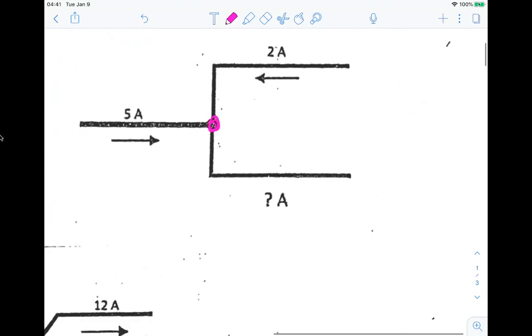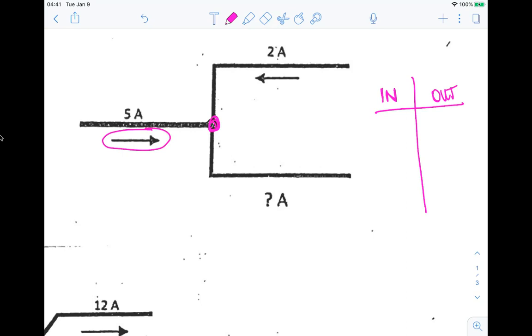For the next one, again, we do everything in the same way. We list what we have going in and what we have coming out. When we look here, I have 5 amperes coming in and 2 amperes coming in. Both of these have arrows that point into your junction, so we know that they're both going in. We have 5 amperes and 2 amperes for a total of 7 amperes going in.